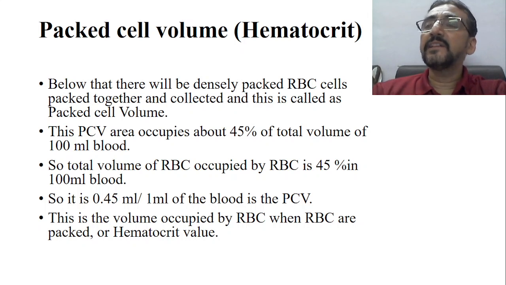That means it is nothing but the amount of the RBCs present in the 100 ml of the blood, which is collected in the bottom of the container. Superficial जो layer है, एक buffy layer होता है, उसको हटाना है. उसके बाद जो बचता है, that is only RBCs.